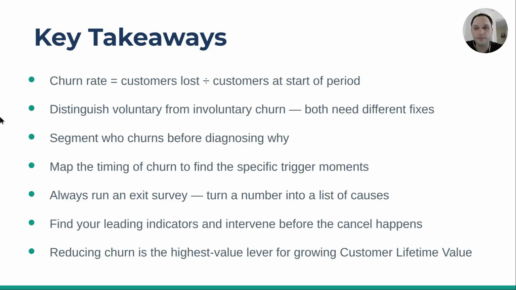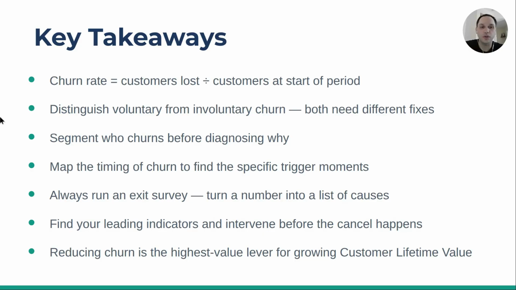Seven things to take with you. The formula: churn rate equals customers lost divided by customers at the start of the period. Distinguish voluntary from involuntary churn, because they have completely different causes and completely different fixes. Segment who churns before trying to diagnose why. The segmentation usually tells you where to look.